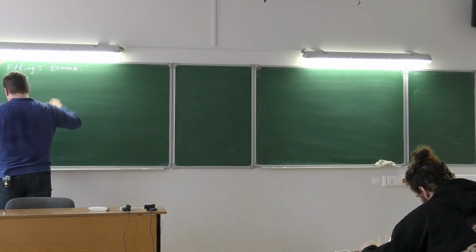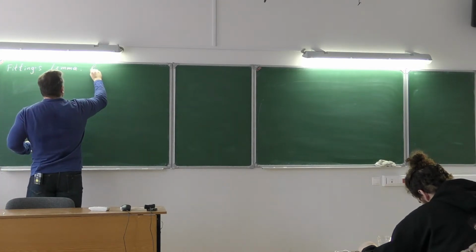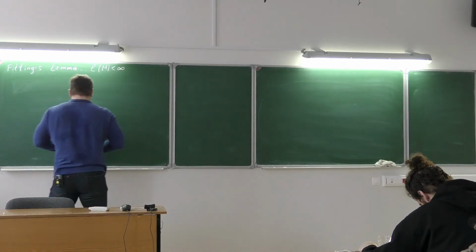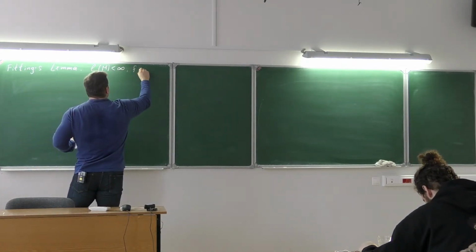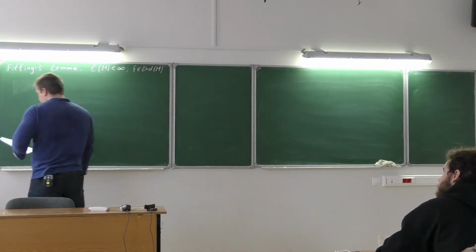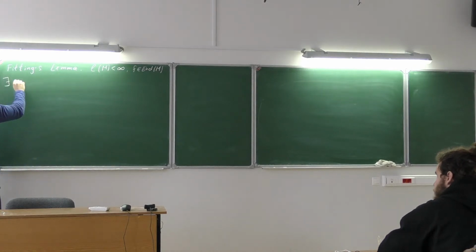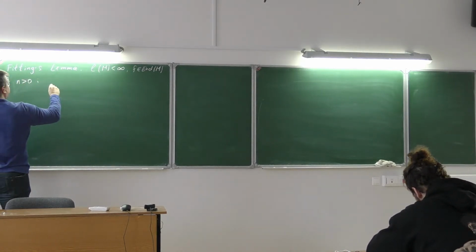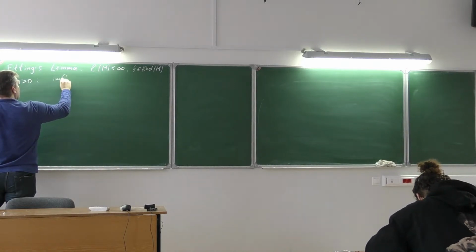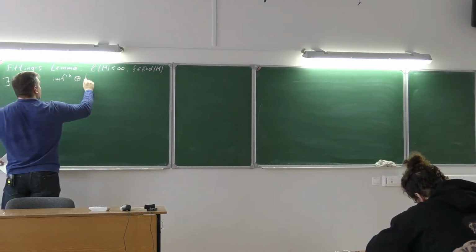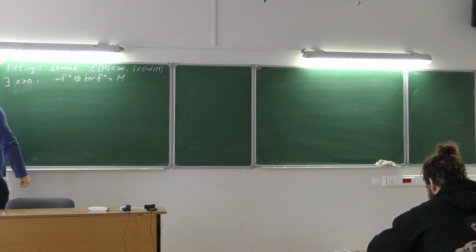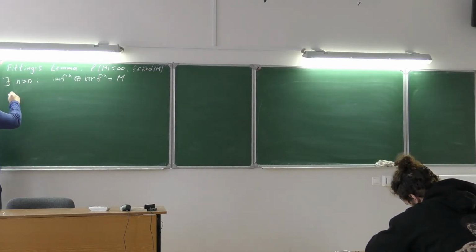So Fitting's lemma tells us that if we suppose that the length of some module is finite, and we consider some endomorphism, so let me say just f belongs to endomorphisms of this module M, then there is some positive n such that you can decompose this module into the direct sum of two: the image of f to the n plus the kernel of f to the n. And in particular, from this lemma we derive the following.